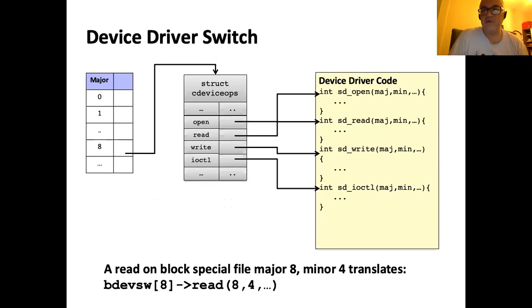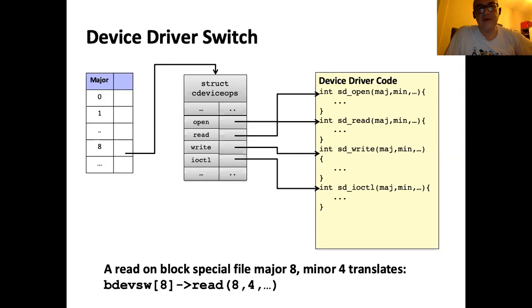So when you, for example, open a special file, the system will have this device driver switch, which is a table of device drivers. So in the 8th entry, we will have our hard disk device driver. It has such a structure. In the structure, we will have pointers for functions, so a set of function pointers. It is similar to object-oriented programming, but it is C.